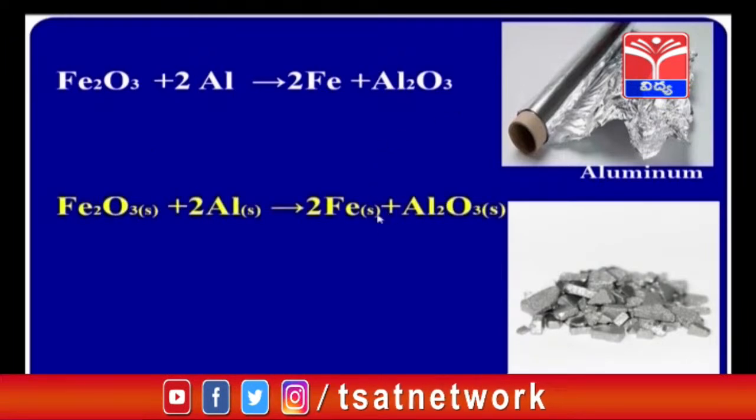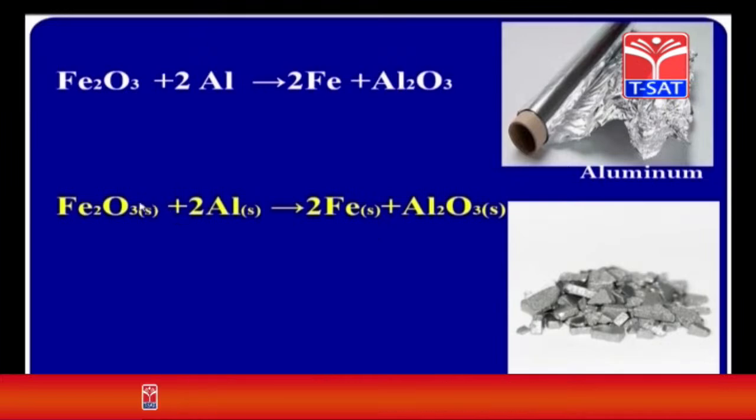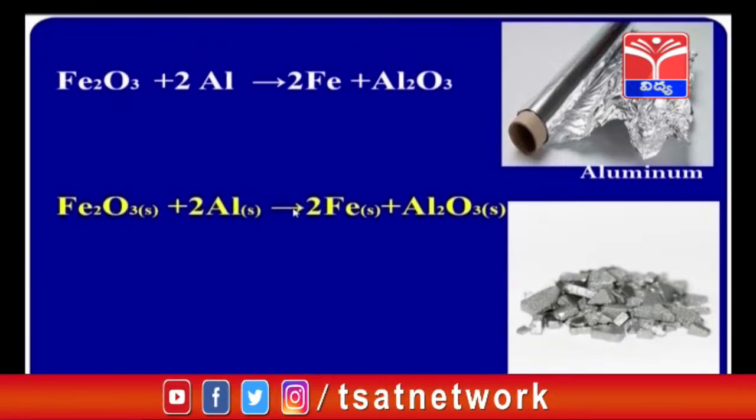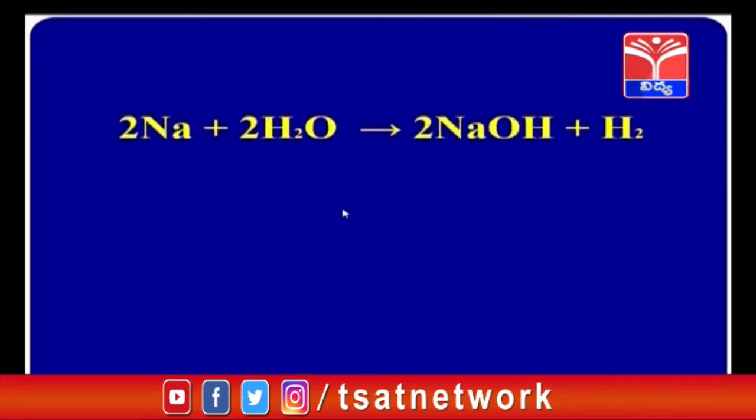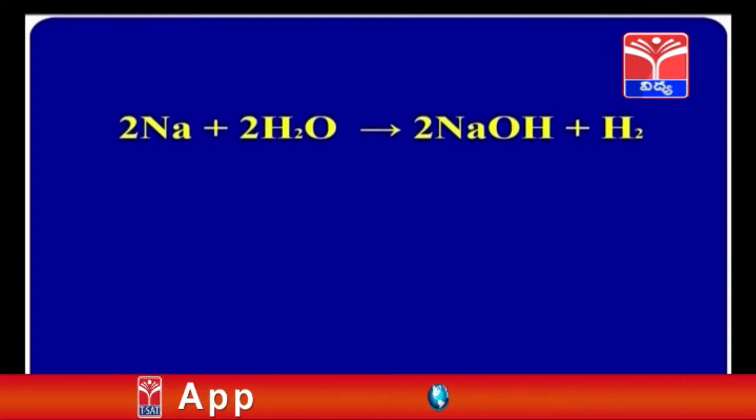We can add a subscript S, because for solids the notation is what? S. So along with the chemical formula we need to write a subscript S. See now, Fe2O3(S) plus 2Al(S) gives rise to Fe(S) plus Al2O3(S). Because all are solids, we have written the physical state solid for all the reactants and products.